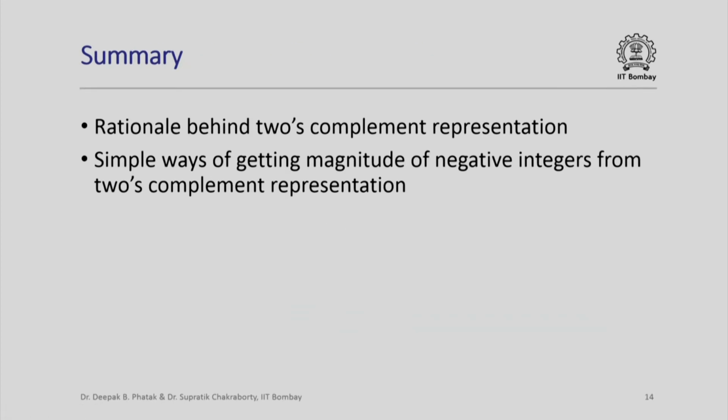So in summary, we saw the rationale behind 2's complement representation, and we saw two simple ways of arriving at the magnitude of negative integers from 2's complement representation.